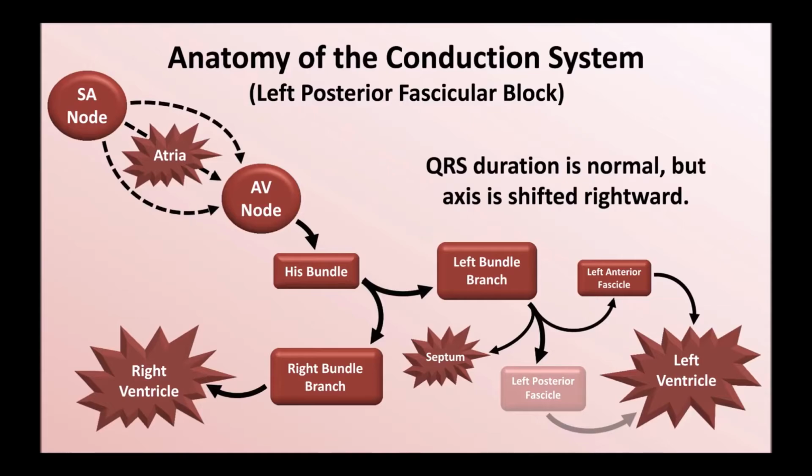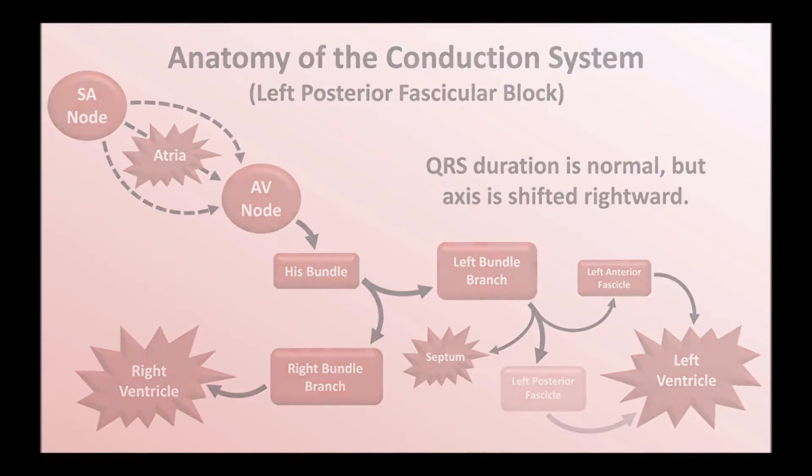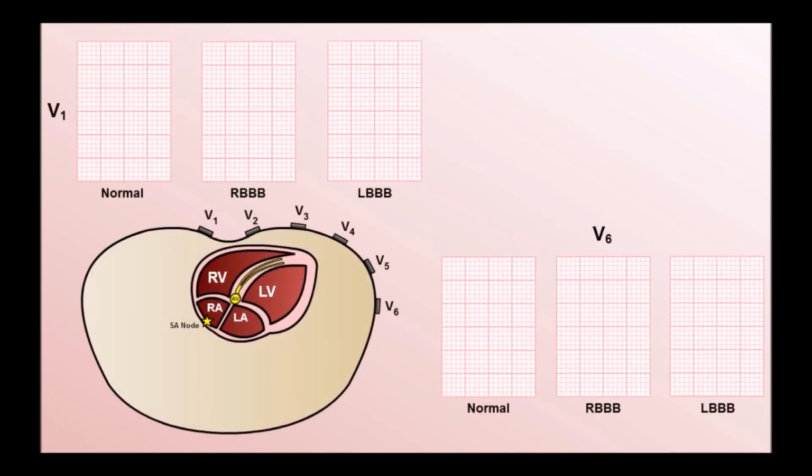So what does all of this look like on the actual EKG? Here is a transverse cross-section of the heart with the precordial leads V1 through V6 positioned on the chest wall. We'll first look at the normal sequence of ventricular depolarization. Once the electrical signal has passed through the His bundle, the next event is a left to right wave of depolarization through the interventricular septum.